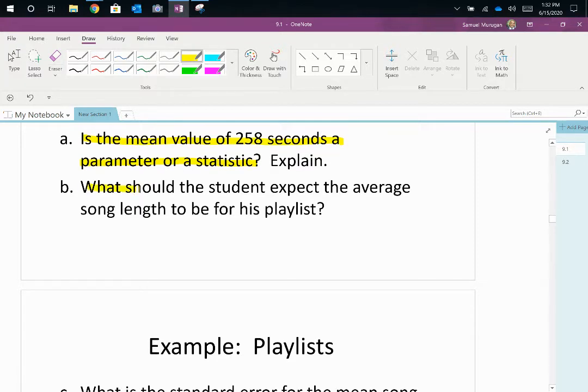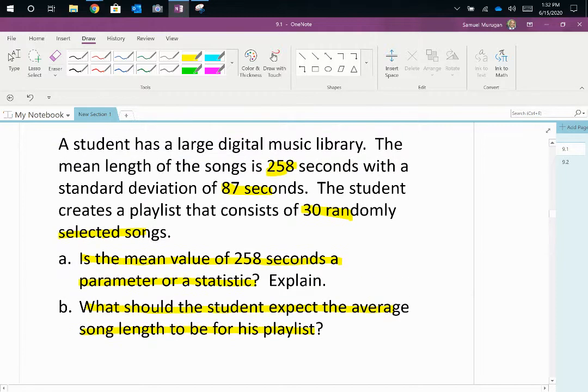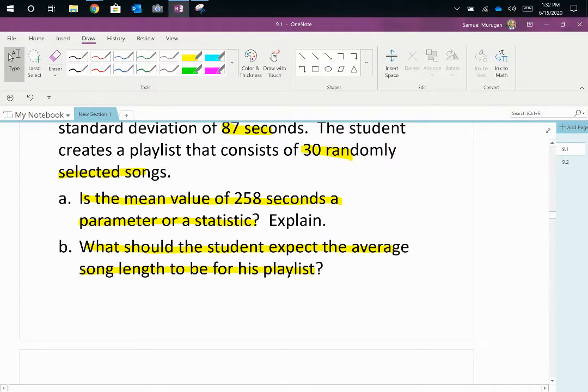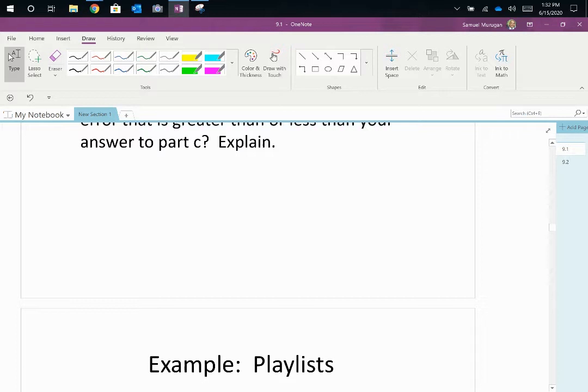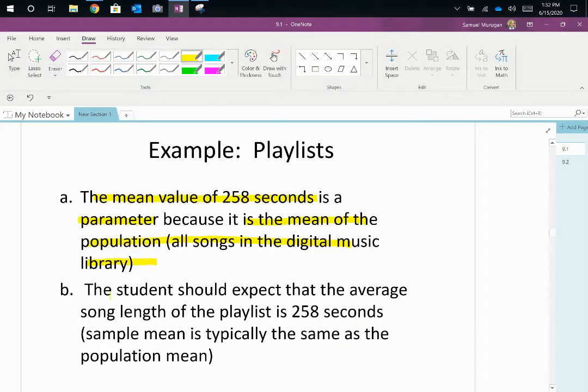What should the student expect the average song length to be for his playlist? To answer this, the student should expect that the average song length of the playlist is what's given, 258 seconds, because the sample mean is typically the same as the population mean.